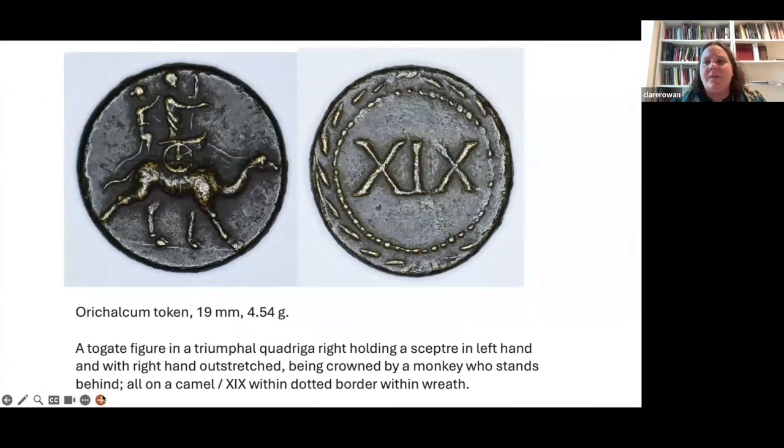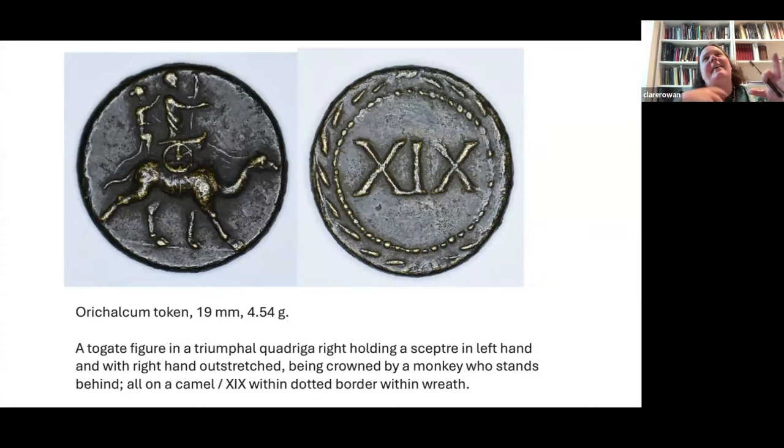Because tokens were used, I think, in a lot of festival contexts where there's merriment and a break from reality, and we do have some rather fabulous imagery, which I think is meant to evoke laughter and fun. So this is one of my favorite tokens, which shows a triumphator, but not a proper emperor, because the triumphing emperor or individual is in his chariot, but on a camel, and he's being crowned by a monkey. And this is particularly hilarious because essentially what would happen during a triumph is a slave would stand behind and whisper in the person's ear, holding over the wreath, saying, "Remember, you are human." And if you think about that and then think, well, a monkey is doing it here, it's quite hilarious.